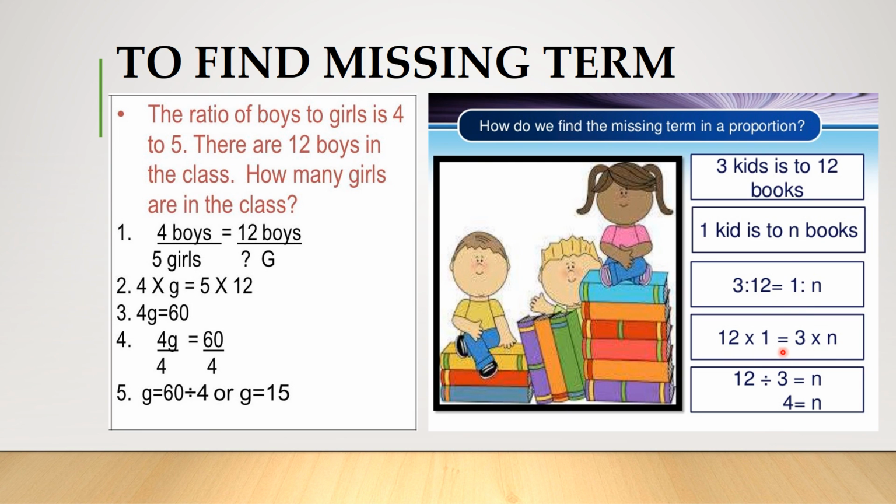Now you can see 12 into 1 is 12 and 3 is in multiplication. So 3 will come to this side. If it is in multiplication here, it will be in divide there. So 12 divided by 3. 3 fours are 12. So n is equal to 4. The missing term you get as 4. So one kid is to 4 books.